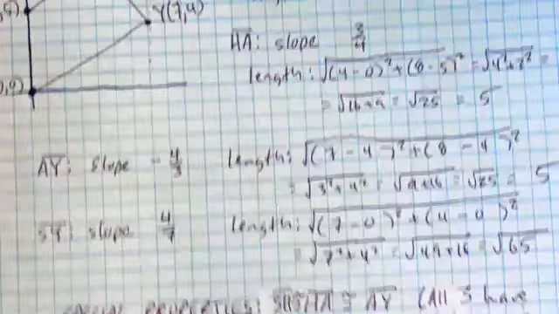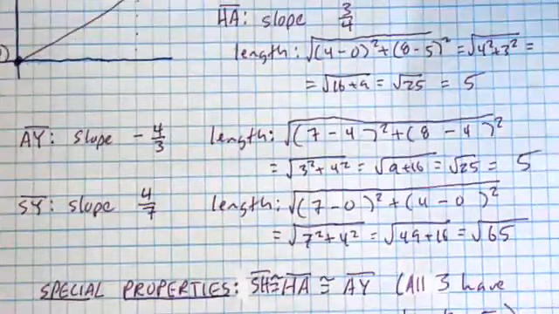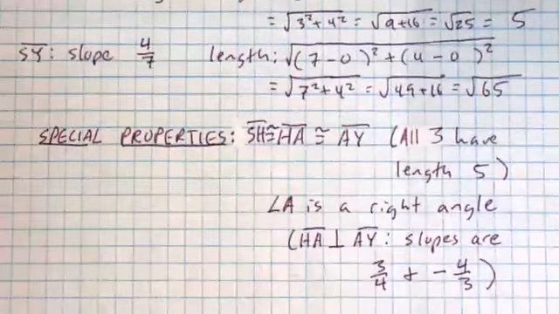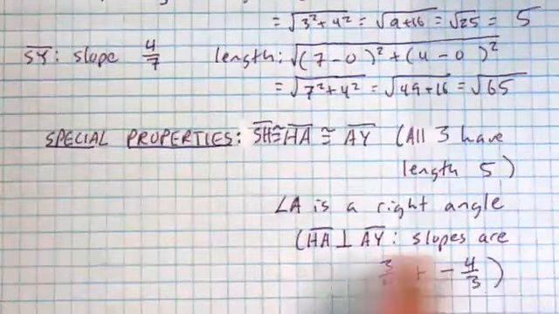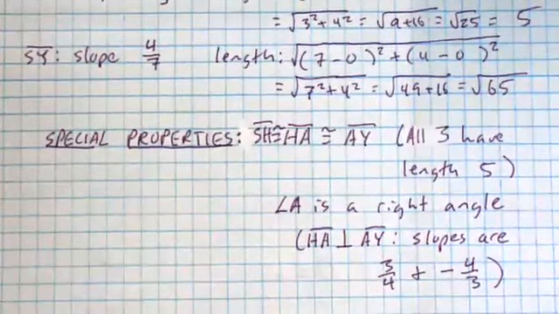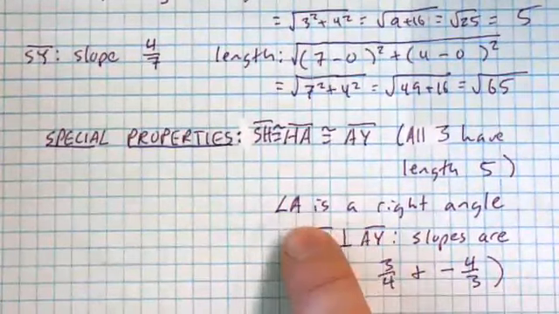The big thing that I need you to know is special properties for this. Since SH, HA, and AY all have the same length of 5, those are congruent. Since these 2 slopes for HA and AY were perpendicular, opposite reciprocals, then we've got a 90-degree angle, a right angle at angle A.